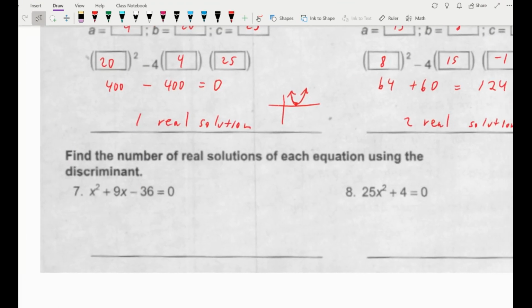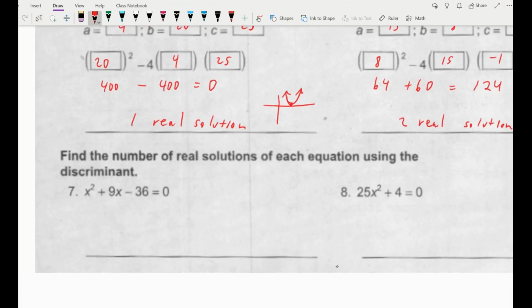Last two problems. Number 7. So we'll do b squared. So it's 9 squared minus 4 times 1 times minus 36. You get 81 minus 4 times 36, I believe is 144, but it'll be a positive 144. We add these together, we'll get 225, which is greater than 0. So we will get 2 real solutions.